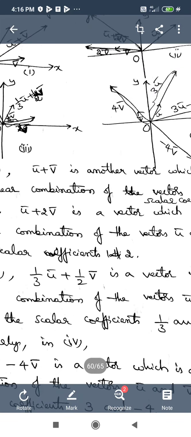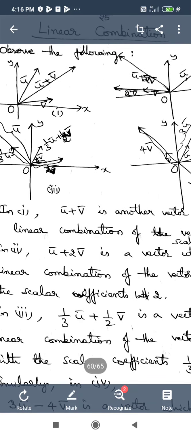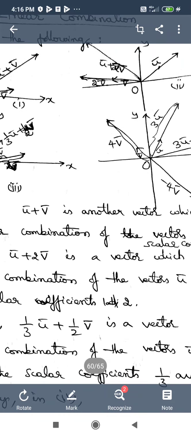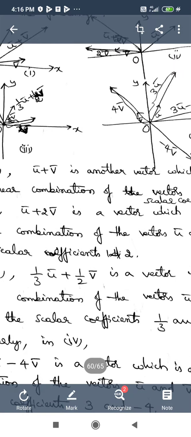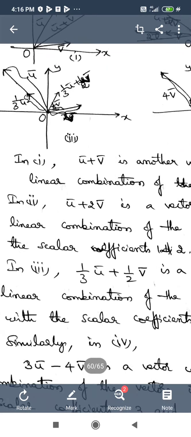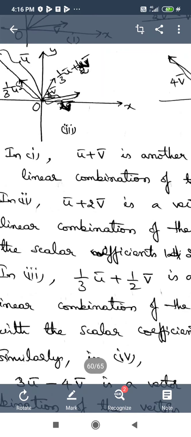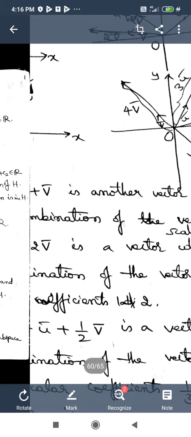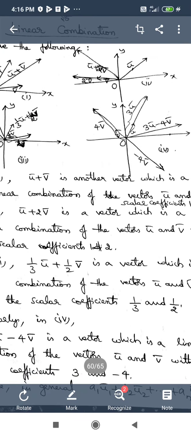So in the first figure, the resultant vector of the given vectors is u bar plus v bar. In the second figure, the resultant vector of two vectors u bar and 2v bar is u bar plus 2v bar. And in the third figure, the resultant vector of the sum of 1 by 3 u bar plus 1 by 2 v bar, it is represented like this. And in the fourth figure, 3 u bar minus 4 v bar is the vector just above the x-axis.